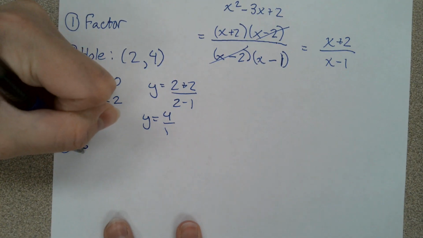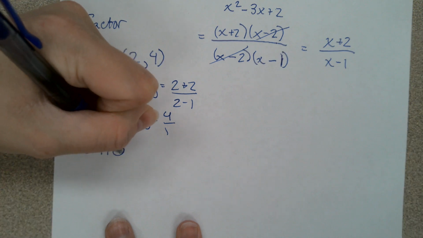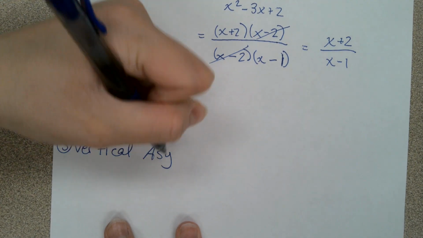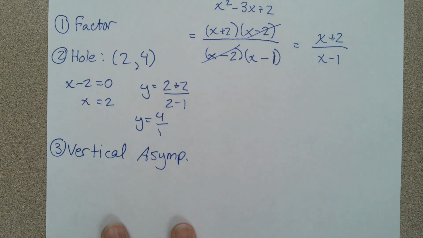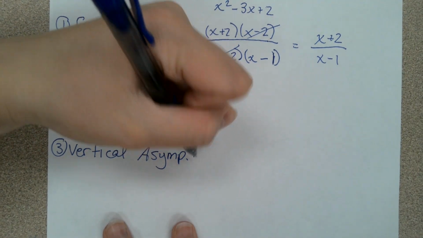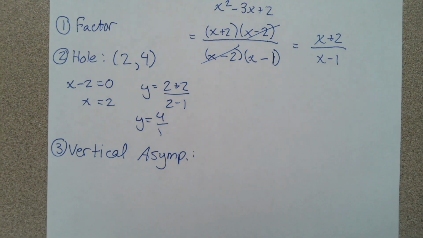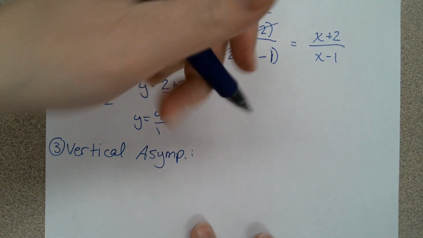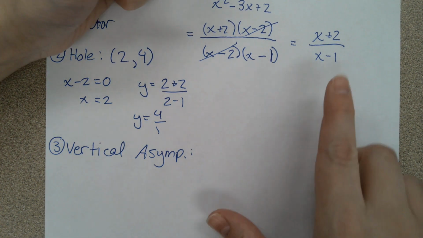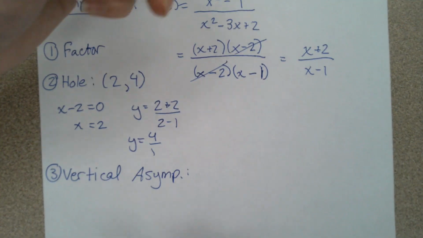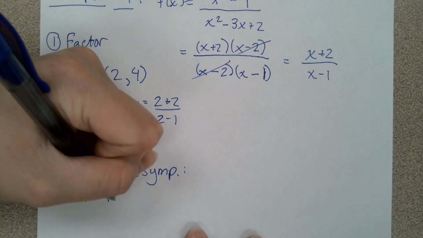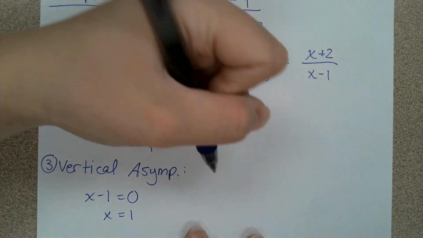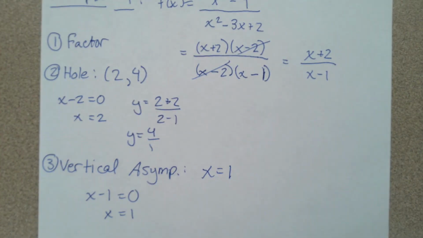3 is our vertical asymptote. I'm just going to abbreviate that. So this is where we set the bottom equal to 0. So for our vertical asymptote, we're going to use the new and improved equation for that one. x minus 1 equals 0, so at x equals 1. That's our vertical asymptote.